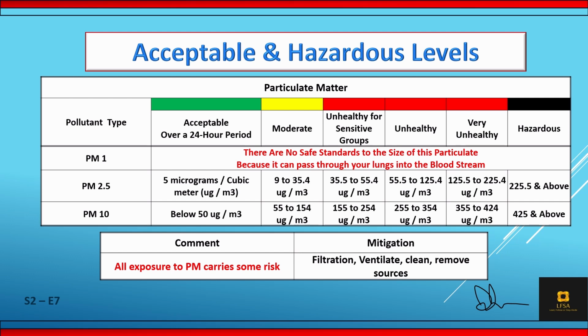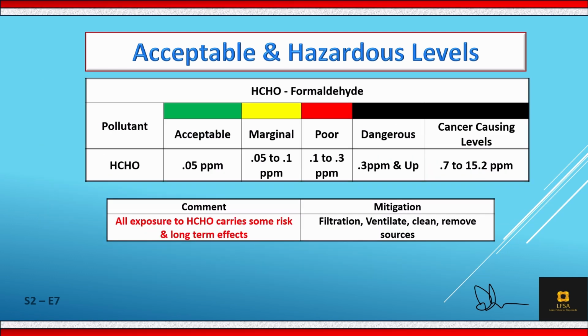This second slide depicts the levels of formaldehyde, HCHO, that are of concern. There are some gases that are really bad, but HCHO is nasty. As you can see, the amount of HCHO, parts per million, is low, but it has serious consequences to one's health. The takeaways for this slide are: number 1, any exposure to HCHO causes risk. 2, there will be long-term effects. And 3, long exposures will cause cancer.